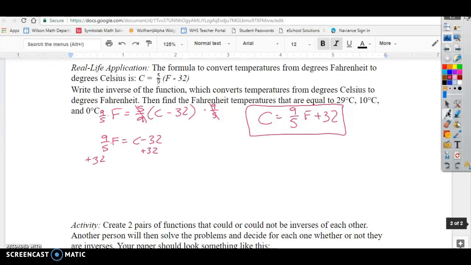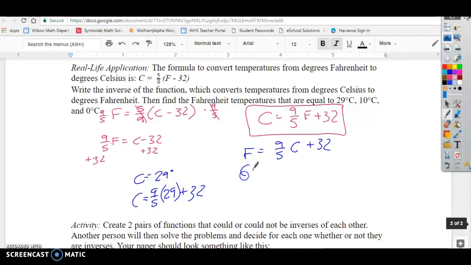Now that's our inverse function, but in order to find the Fahrenheit temperatures when this is 29, 10, and 0, we actually switch the F and the C. So if we want to apply this to a real life problem, we're going to have to switch them back. That would be C plus 32, and we're going to go through this 3 different times. So we'll do 29 degrees Celsius. This will be 9/5 times 29 plus 32.